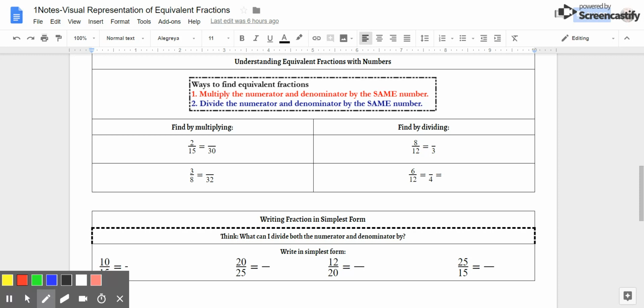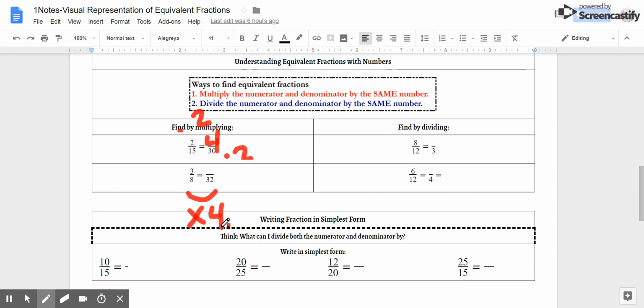So how do I get from 15 to 30? Well, I multiply by 2. So that means on the top, I have to multiply by 2. So my answer would be 4. 3/8 is equal to how many 32nds? Well, how do I get from 8 to 32? I multiply by 4. So on the top, I must multiply by 4. So my answer would be 12 32nds.